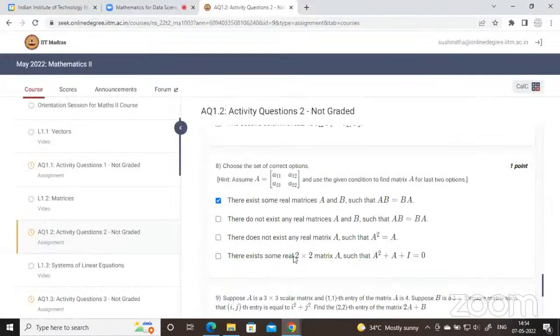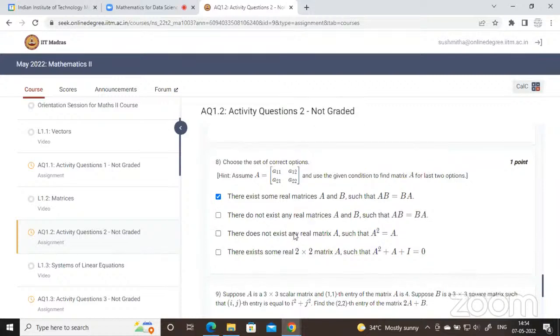Question number 9, okay. Yes, ma'am. Ma'am, how am I supposed to find it? Option 4. Yeah, we'll do option 4. What was it with 9? Ma'am, how am I supposed to find it? I am on question number 9, ma'am. Only one element of matrix A is given. Then how am I supposed to find it?